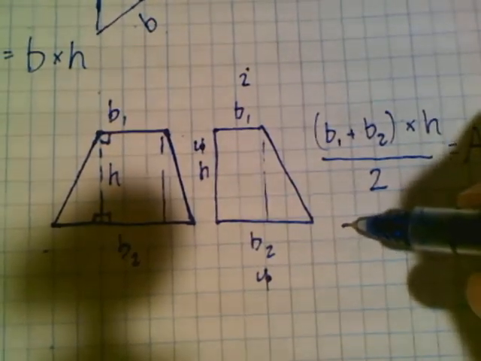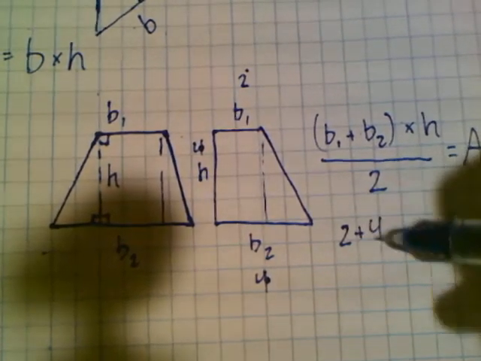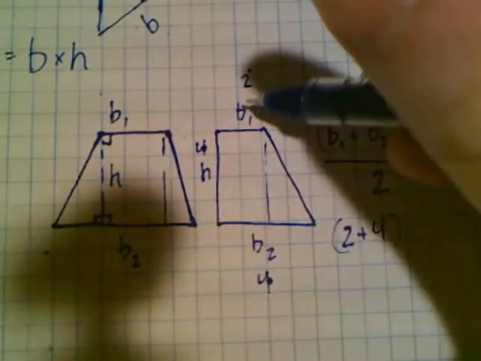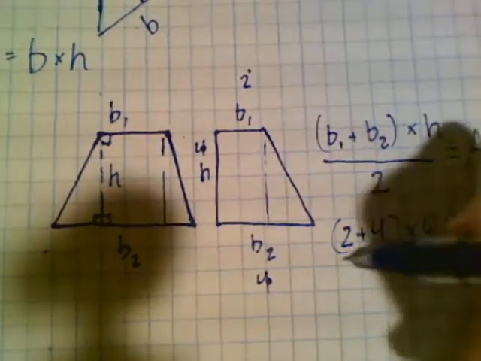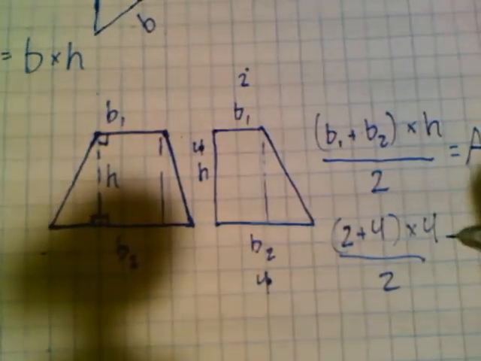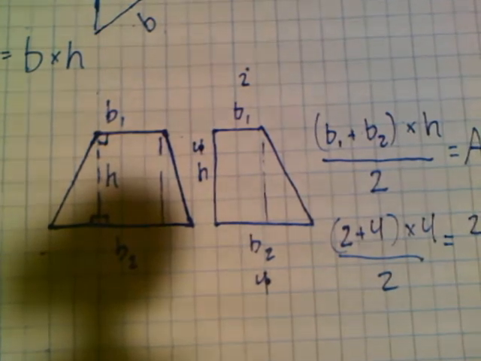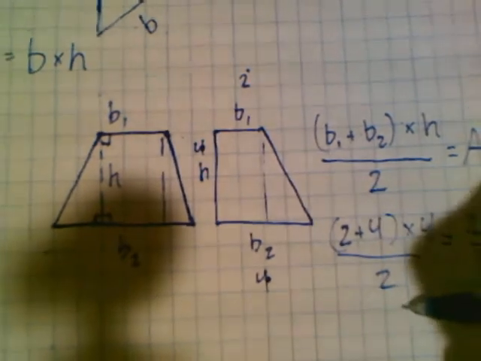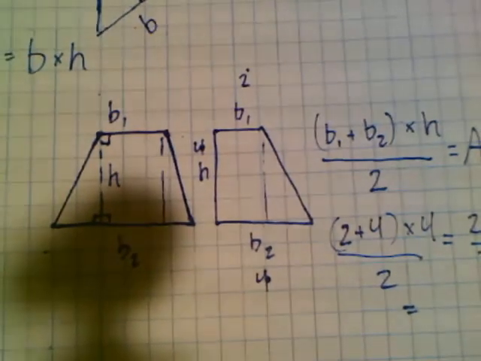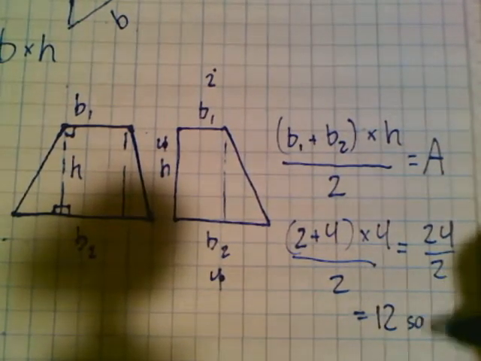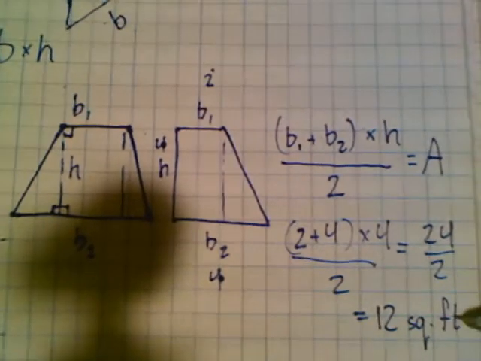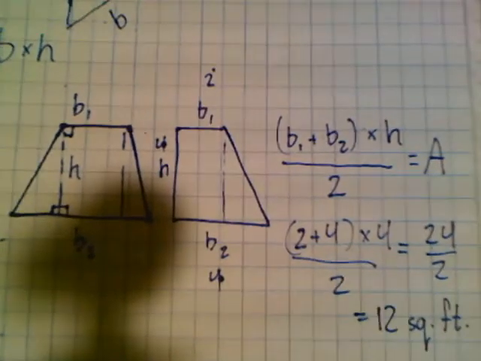So to recap, that's 2 plus 4, base 1 plus base 2, times my height, which is 4, divided by 2, which is 24 divided by 2, which is 12 square units. Let me say square feet. Okay?